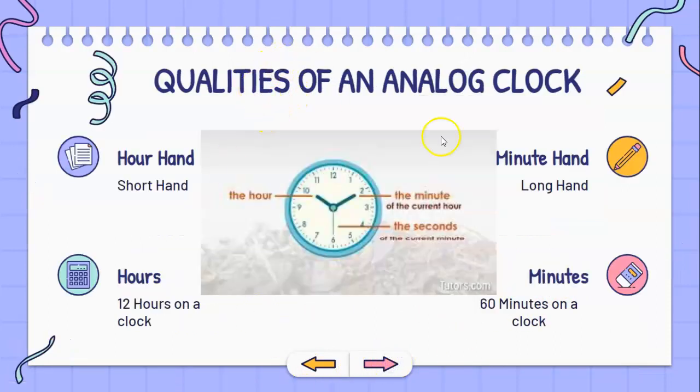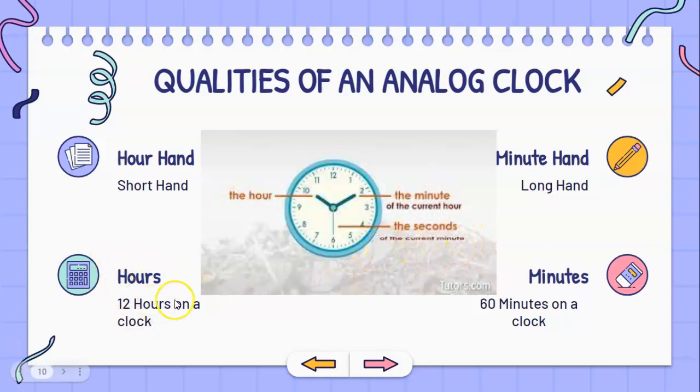So we're going to go over qualities of an analog clock. Your hour hand is going to be your short hand. So as you can see on this clock, this is our hour hand. We also have a minute hand, which is your long hand, which is telling the minute of the current hour. And then some analog clocks will have a second hand, which is a really thin long hand, and that's going to tell you the seconds of the current minute.